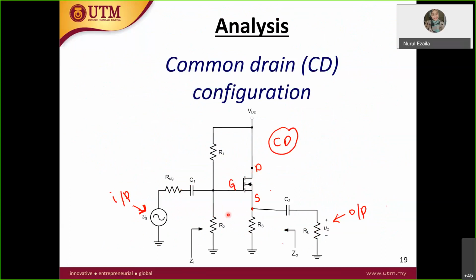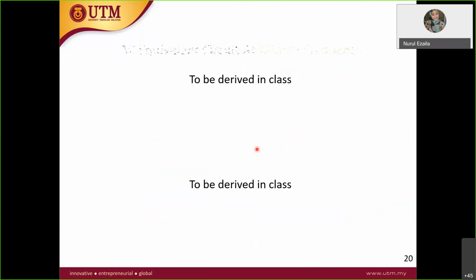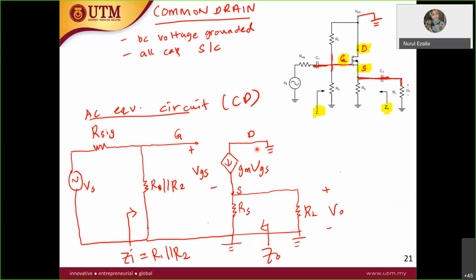For the common drain, the drain is to the ground. Common drain is closely similar to the common collector in BJT, so this is how it looks like. For the input part, Zin is straightforward, R1 parallel with R2. But for the output impedance Zout, same like common collector, you have to apply Vtest and Itest.